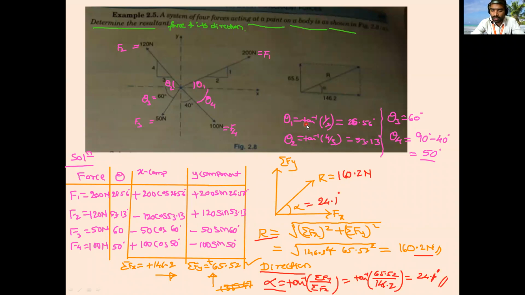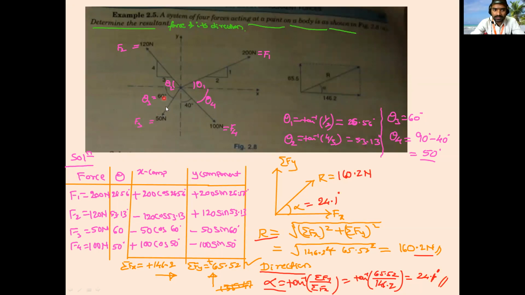Theta 1 is equal to, all of you concentrate, I am repeating the entire problem. Theta 1 is equal to tan inverse of 1 by 2, so you will get 26.565. Then similarly for theta 2, he has given the slope tan inverse of 4 upon 3, so you will get the angle.